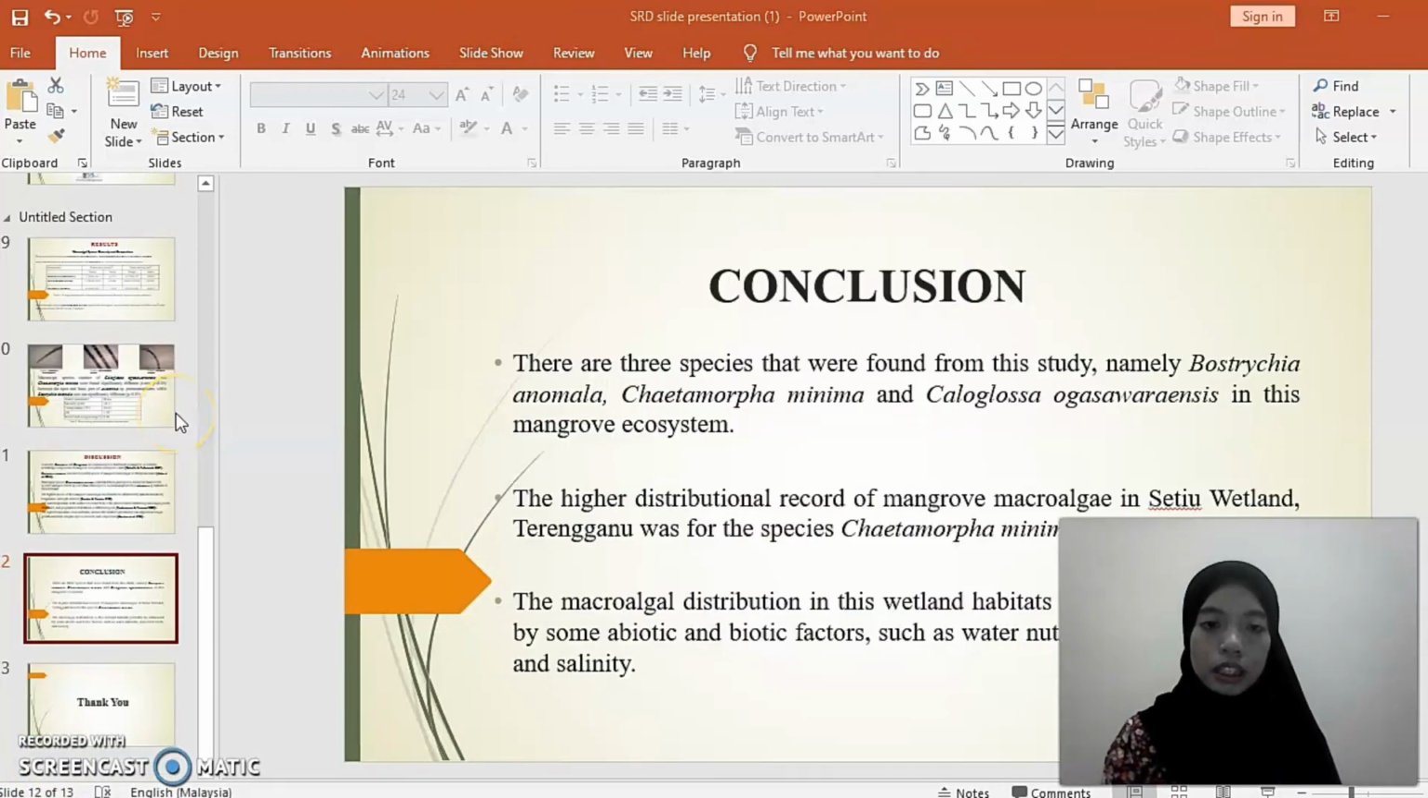Conclusion. There are three species that were found in this study, namely Bostrychia anomala, Chaetomorpha minima, and Caloglossa agassizowarensis in this mangrove ecosystem. The highest distributional record of mangrove macroalgae in Setiu Wetland Terengganu was for the species Chaetomorpha minima. The macroalgae distribution in these wetland habitats is probably influenced by some abiotic and biotic factors such as water nutrients, dissolved solids, and salinity. That's all from me.